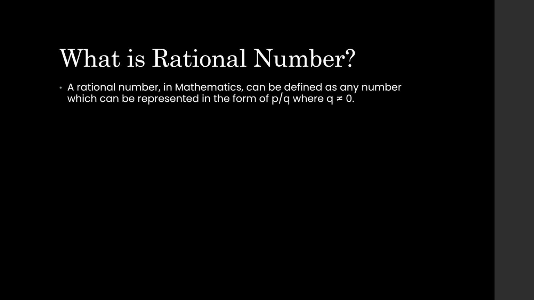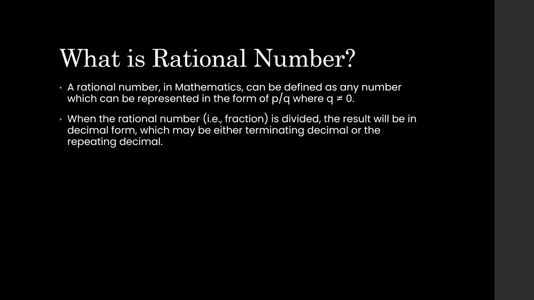A rational number can be defined as any number which can be represented in the form of p upon q, that is numerator upon denominator, or you can say in the form of a fraction where the denominator is not equal to 0. When a rational number is divided, the result will be in decimal form, which may be either terminating or repeating decimal. We'll discuss further in this video what terminating and repeating decimals are.